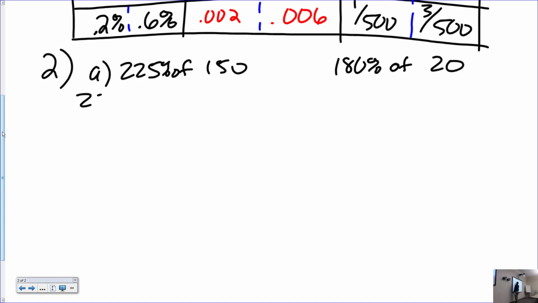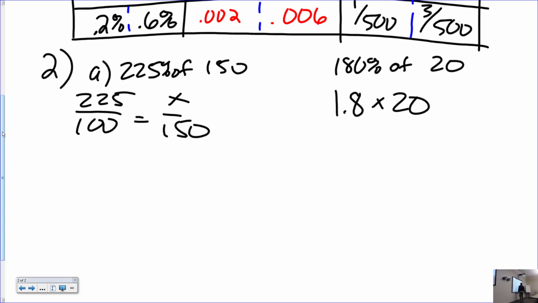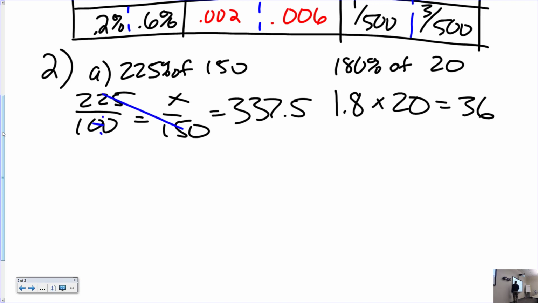So if you did it is over of, or if you did it through multiplication, all you have to do is convert the percent to a decimal. So if you had the 180%, your answer was 36. If you had the 225%, 337.5. And again, it's cross multiply and divide, right? So you multiply the 225 and the 150 and then divide by 100.